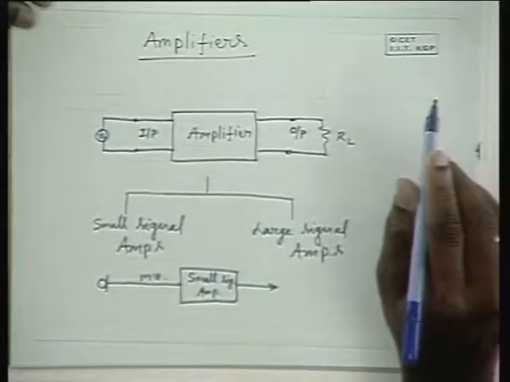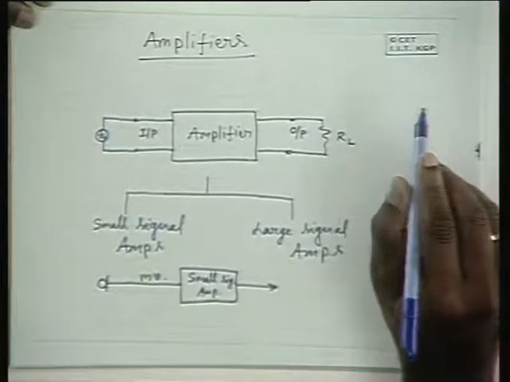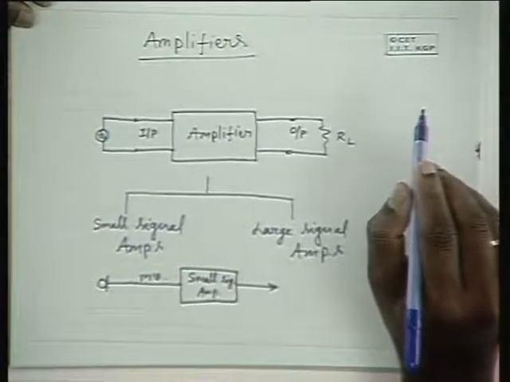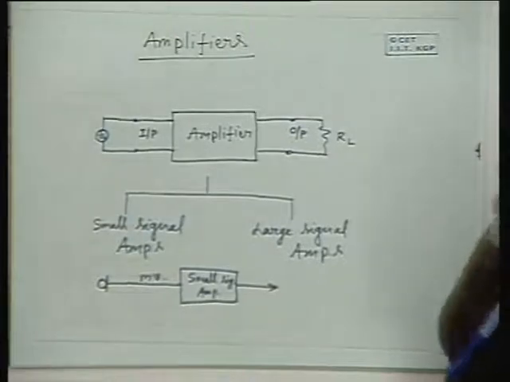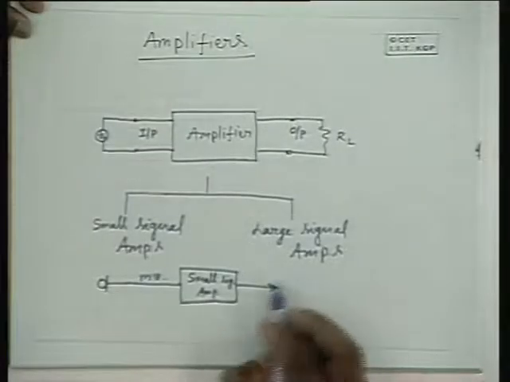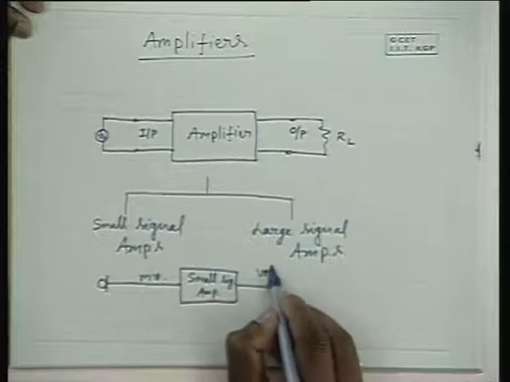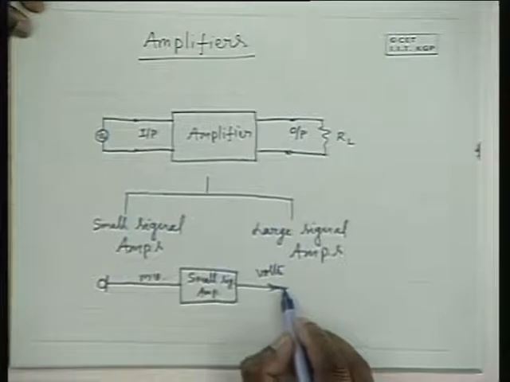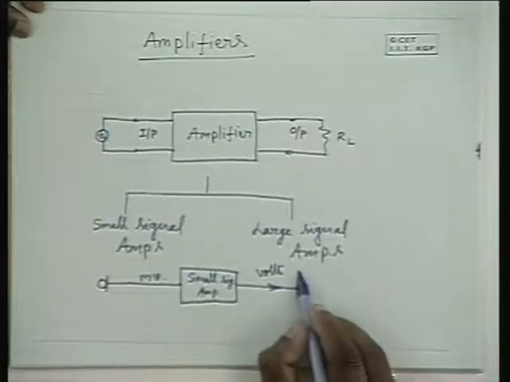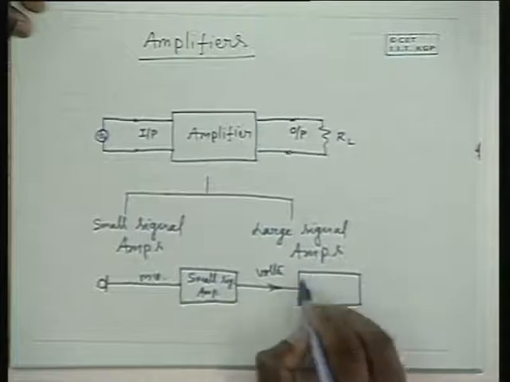applications like a public addressing system, you need hundreds of watts of output. Only then can a large gathering, a big auditorium, be powered with amplified audio signal. Hence you need further power amplification of this input signal. Here it is millivolts, and it is of the order of volts at the output of the small signal amplifier. And since the signal is large here, it is a large signal amplifier.